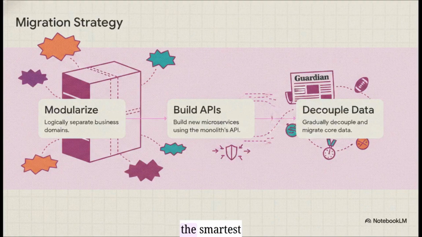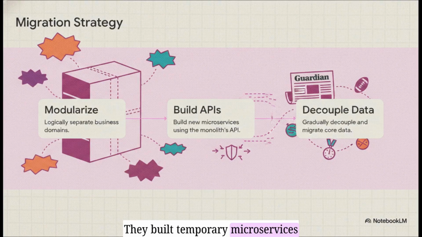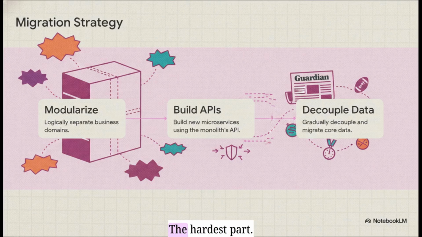If you're looking to migrate, the smartest play is evolutionary, not revolutionary. Step 1. Organize your monolith logically around business domains. Clean up those internal borders first. Step 2. As you build new features, build them as external microservices that just talk back to the Monolith API. The Guardian newspaper did this brilliantly. They built temporary microservices for massive sporting events around their core Monolith API, which let them scale dynamically when traffic spiked. And finally, step 3, the hardest part. Gradually decouple and migrate your core data out of that central database. It takes time, it takes patience, and a whole lot of planning.